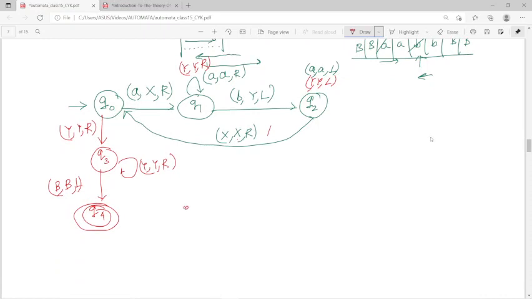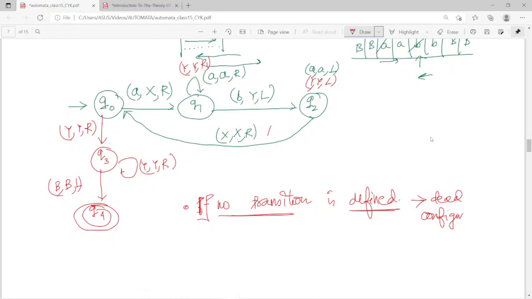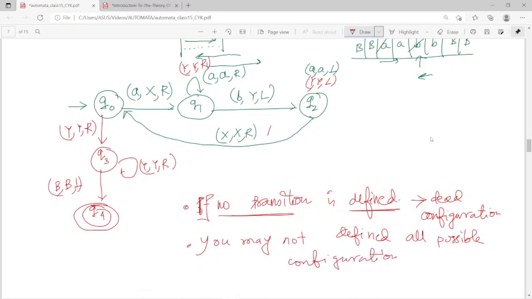তার মানে কি দেখলাম এখানে, যদি কোনো ট্রানজিশন, দ্যাট মিনস ইফ নো ট্রানজিশন ইজ ডিফাইনড, that is called dead configuration, and you may not define all possible configurations, তোমাকে সব পসিবল কনফিগারেশন ডিজাইন করতে হবে তার মানে নয়, মানে কোনো জায়গায় যদি ট্রানজিশনসটা ডিফাইন না থাকে তাহলে আমার টিউরিং মেশিন ডেড কনফিগারেশনে চলে যাবে। সো এই জিনিসটা কি বোঝা গেল বেসিকটা, না এখনো বোঝা যায়নি?